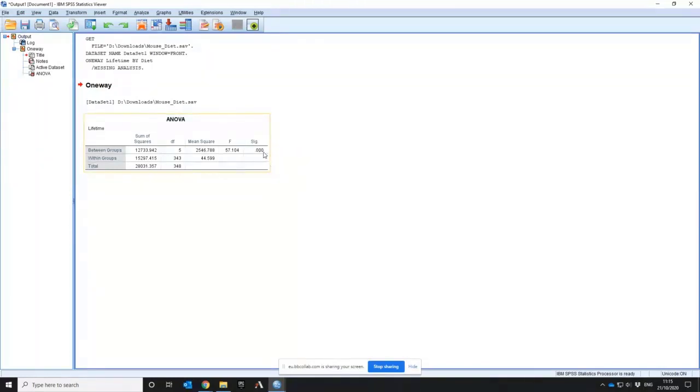So this is saying it's less than 0.0005. So it's definitely less than 0.05. So there's a highly significant difference between the life expectancies of the mice on different diets.